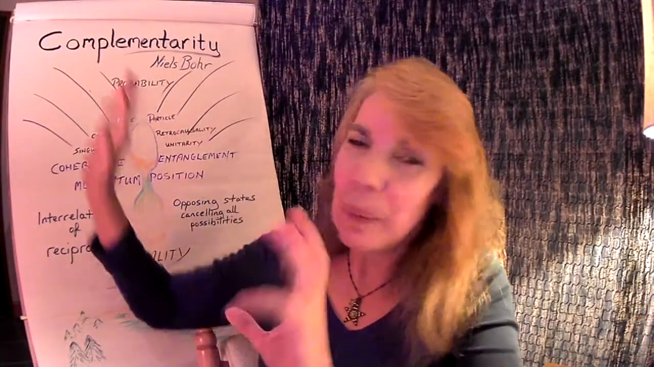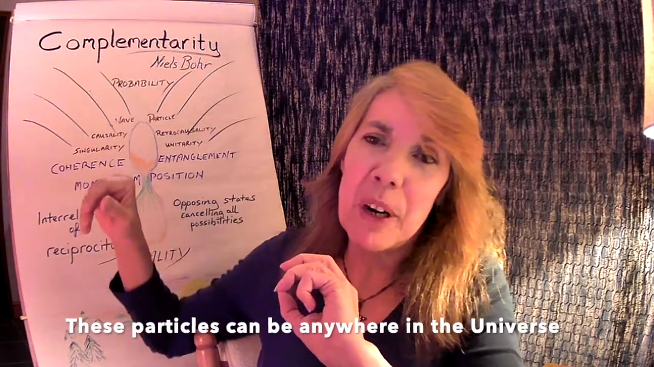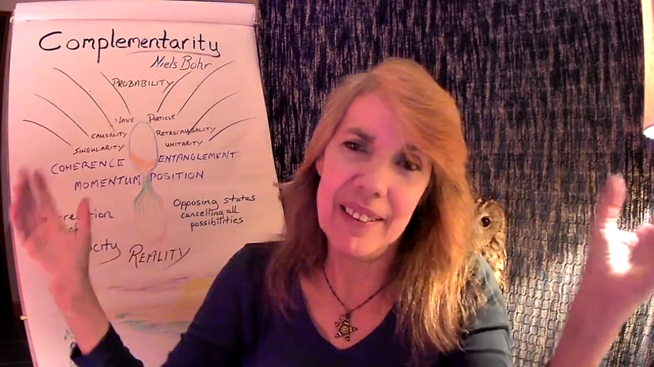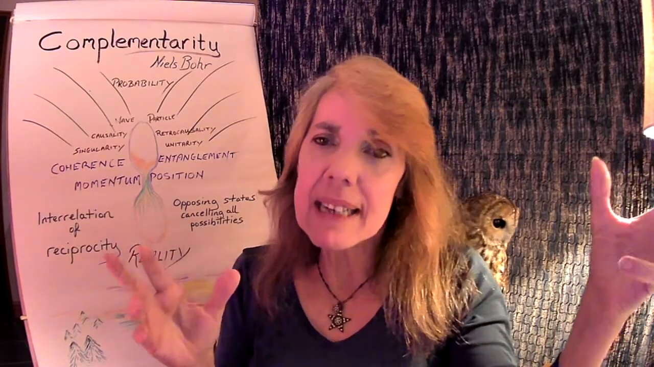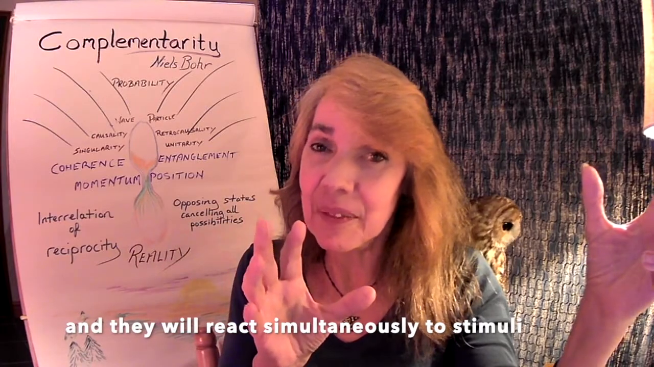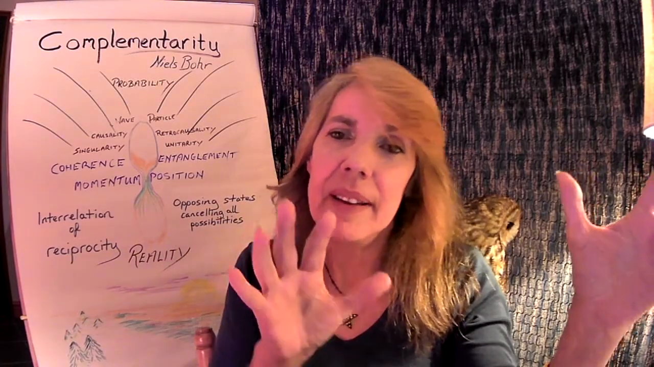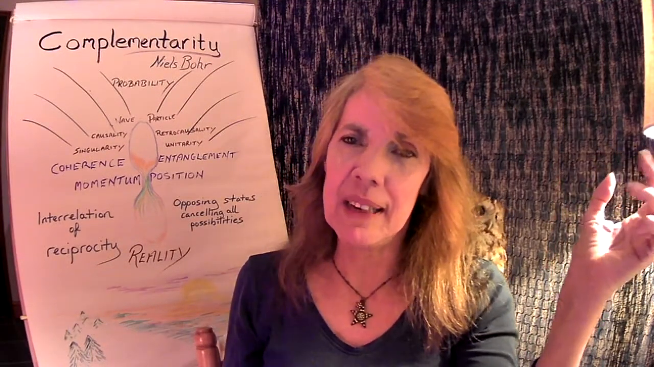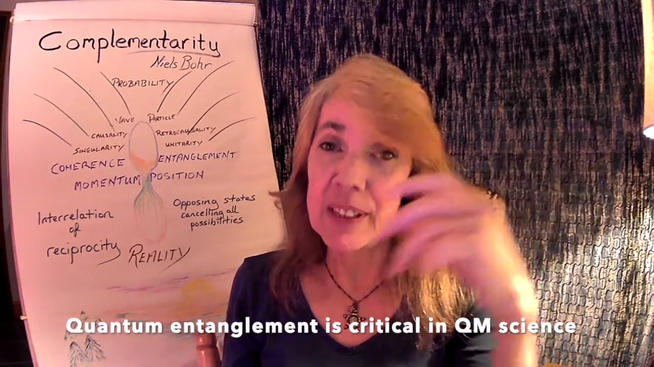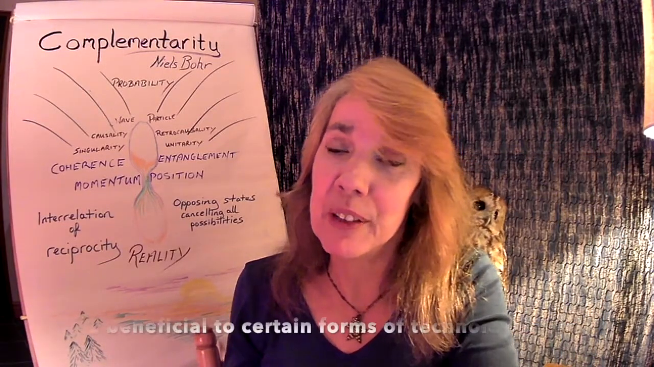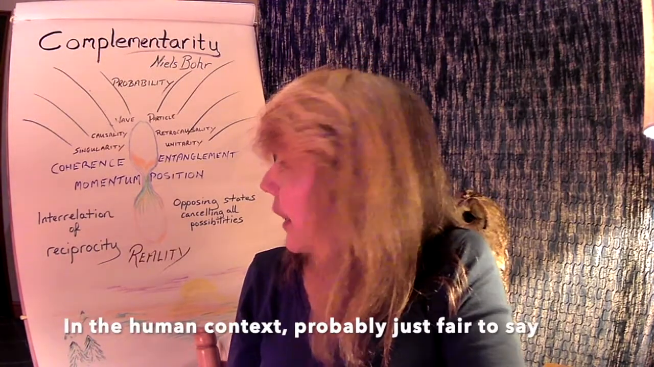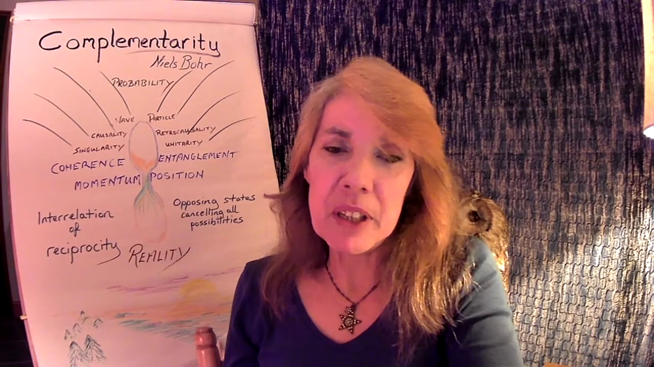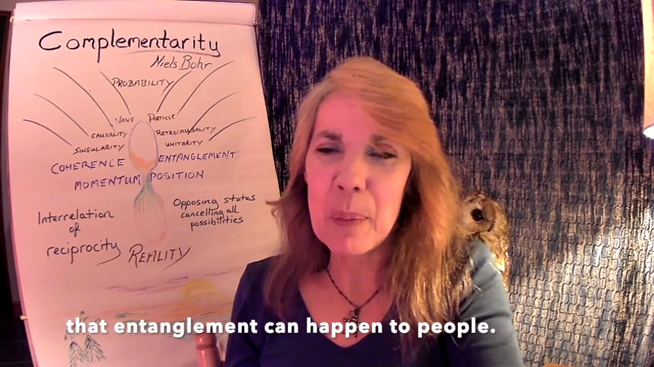You've got two particles in the simplest form of its expression. Two particles can be anywhere in the universe. There can be any distance at all between them, and they will react instantly, simultaneously, in fact, to stimuli that one or other has experienced. Quantum entanglement can be used in all sorts of ways, and its exploration is obviously very beneficial to various forms of technology and science. But in the human context, it's probably just fair to say that entanglement can happen to people.